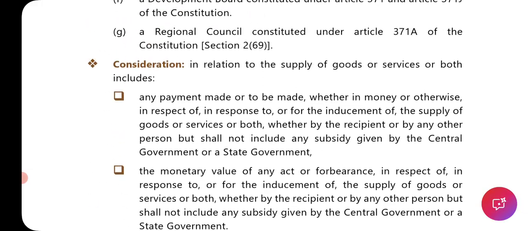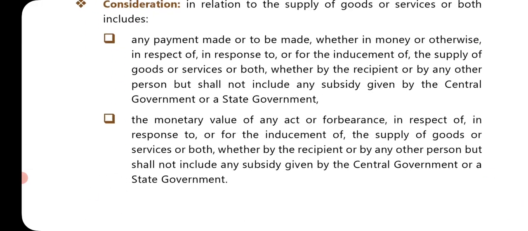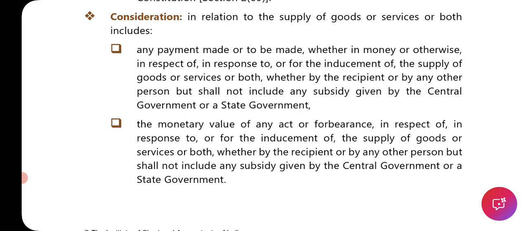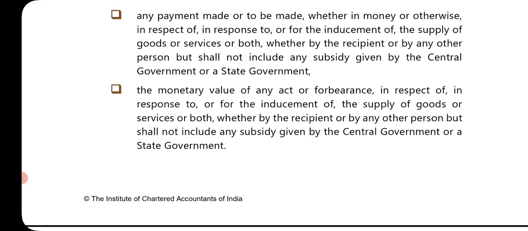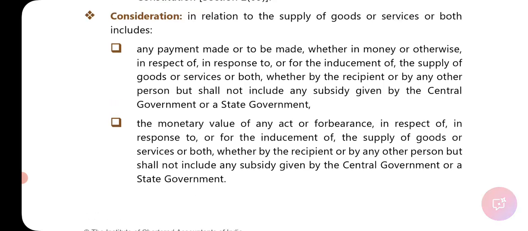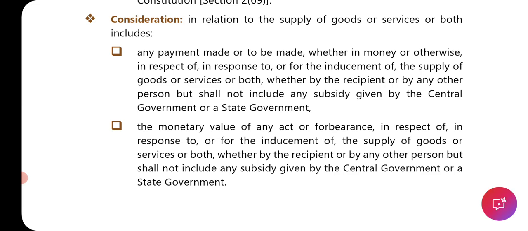So here, in respect to consideration, any payment made or to be made, whether in money or otherwise, in response to or for the inducement of the supply of goods or services or both, whether by the recipient or any other person, but shall not include any subsidy given by the central government or state government. So in the first part, any money being paid for goods or service is covered, but any money received from the central government or state government as a subsidy is not included in consideration.